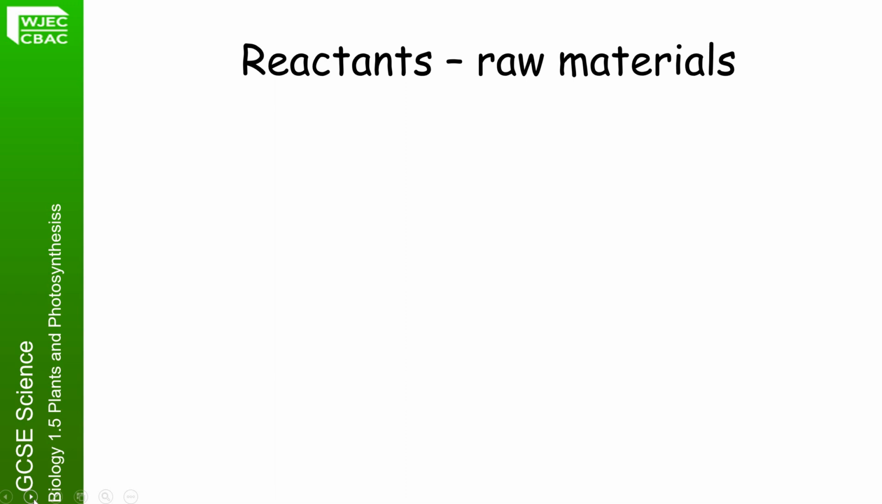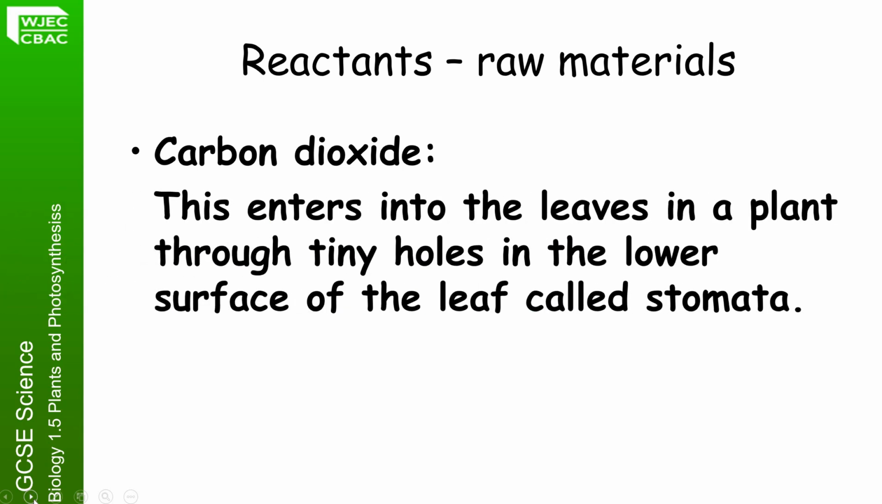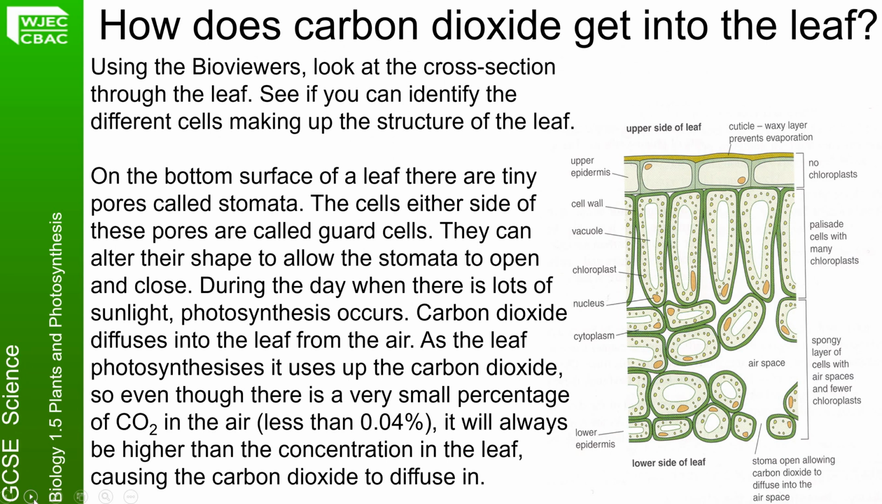So continuing with our reactants, we've talked about water. We're now going to talk about the gas that's required in photosynthesis. That's carbon dioxide. Carbon dioxide enters the leaves in a plant through tiny holes on the lower surface of the leaf called stomata.